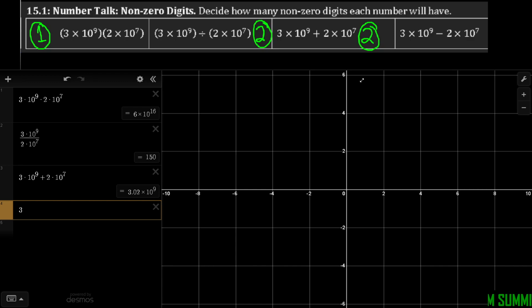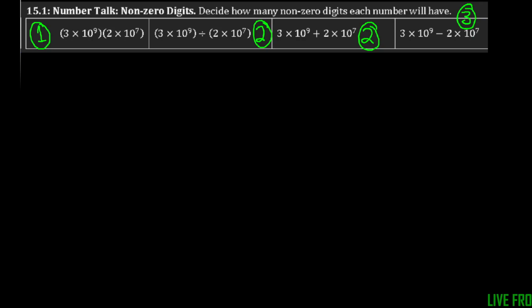And for the last one, let's see what we have. We have 3 times 10 to the exponent of 9, minus 2 times 10 to the exponent of 7. Now look at that one. That one's going to have 3 non-zero digits. So I'm going to say for that one, it's going to be 3. Just make sure you're careful when you're switching back and forth between those different forms and those different rules.